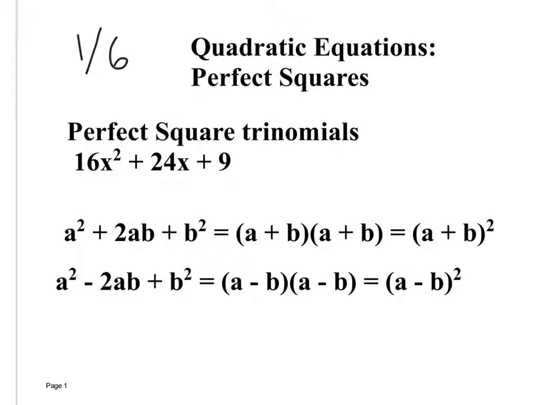All right, today we're doing quadratic equations. Yesterday we did difference of squares. Today it's perfect squares. Here's an example of a perfect square trinomial. It's 16x squared plus 24x plus 9.